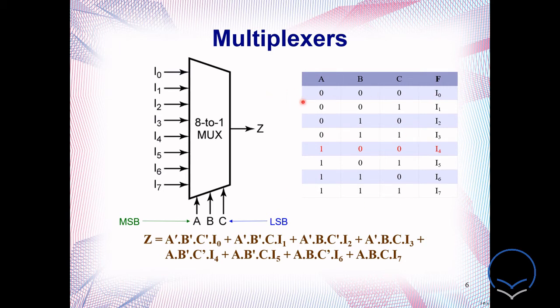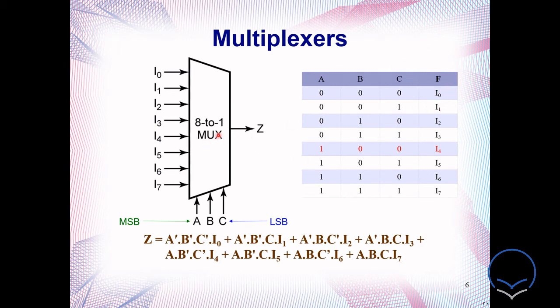Whenever we have 0 0 0, it selects I0 to Z. Whenever we have 0 0 1, I1 to Z. Whenever we have 0 1 0, then I2 to Z. Whenever we have 0 1 1, then I3 to Z. Whenever we have 1 0 0, I4 to Z. 1 0 1, I5 to Z. 1 1 0, I6 to Z. 1 1 1, then I7 to Z. So this is our complete truth table. So this is our final F.